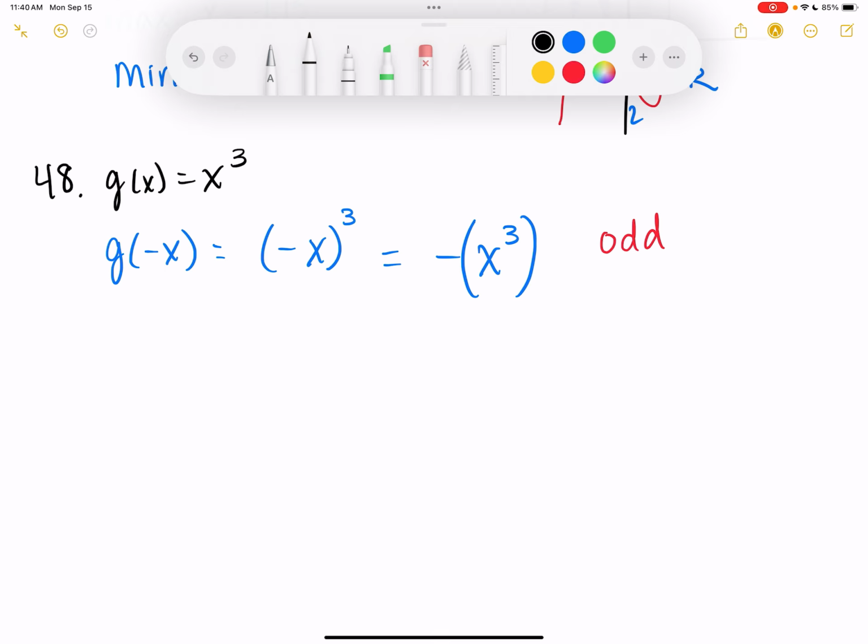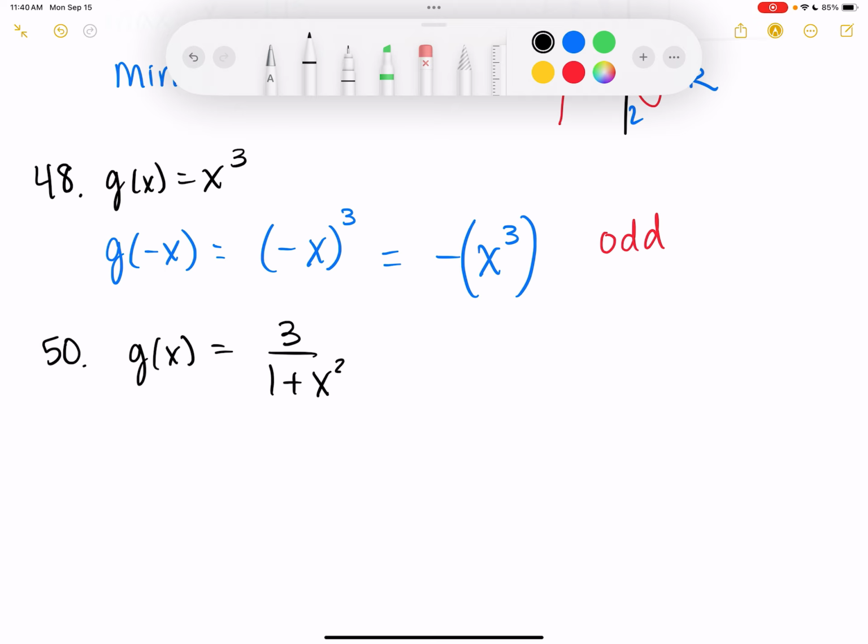I'm looking at the wrong problem. Hold please. This is g of x. I was looking at 58, not 50. G of x is equal to 3 over 1 plus x squared.